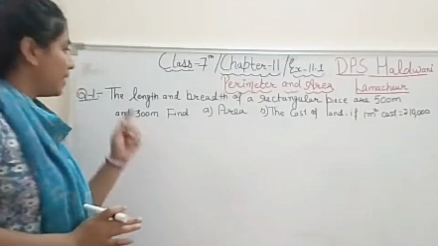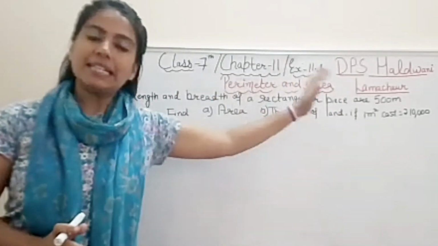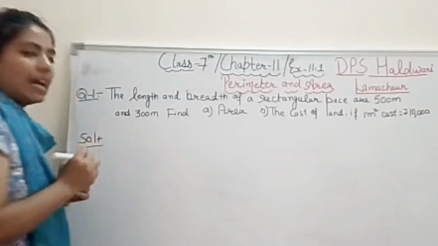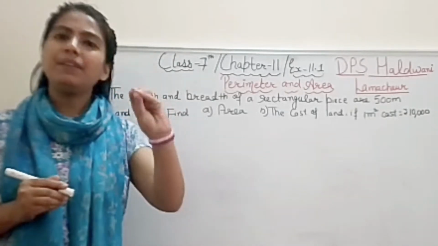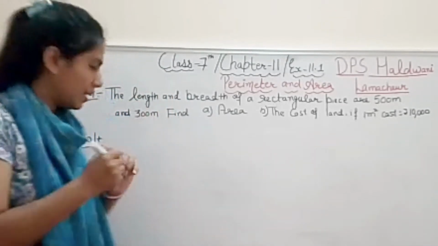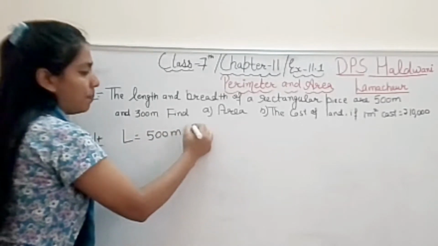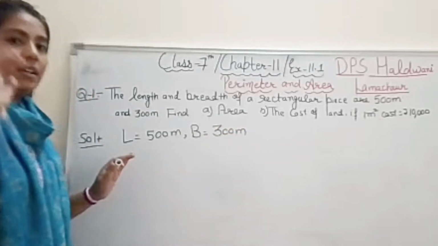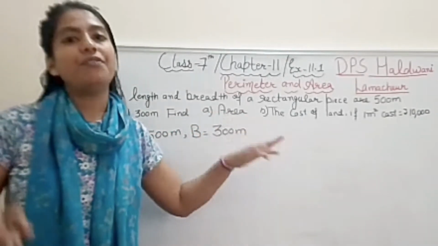See, in question number 1 we have the length and breadth of a rectangular piece of land. Length is given to you and breadth is given to you. Students, in class 6 also we had the perimeter and area chapter, and I told you whenever you have a word problem, the very first thing you write is the given terms. So what we have: length of rectangle is 500 meter and breadth of rectangle is 300 meter. We need to find the area of the rectangle.